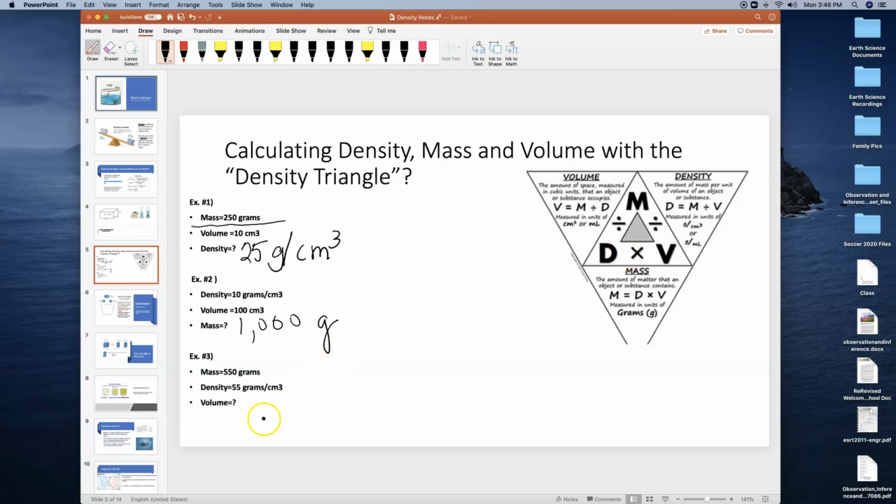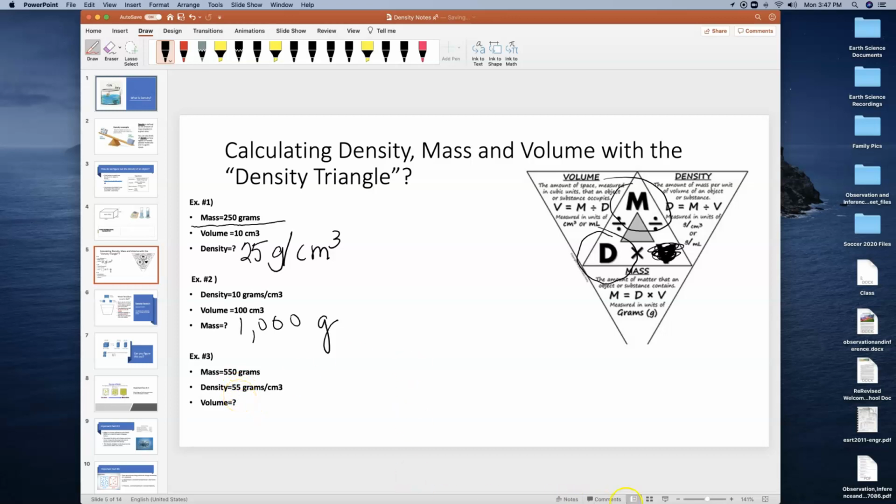Because we see volume is missing here, and we go to our density triangle, and I get rid of the volume, the V for volume. What's left behind is your mass and your density, and you have to divide the two. And it has to be in the order of mass goes into the calculator first, and you divide by the density number. So here I have a mass of 550 grams. I've got a density of 55 grams per cubic centimeter. So all I want to do is type into my calculator 550 and divide it by 55, and I will get my volume.